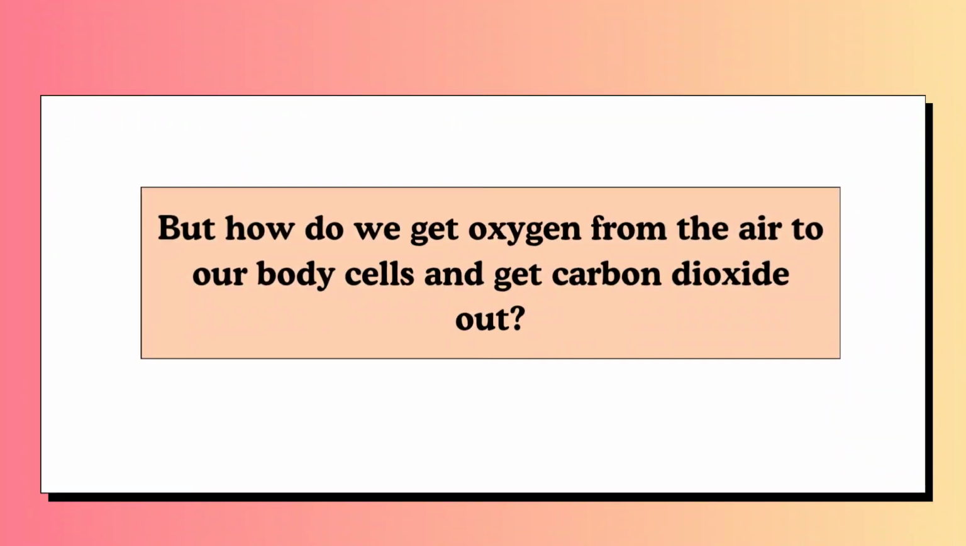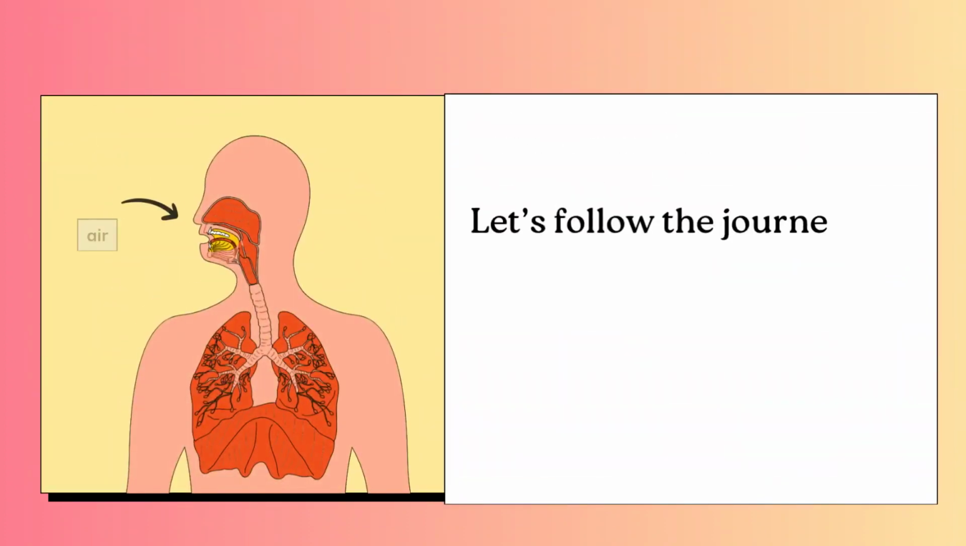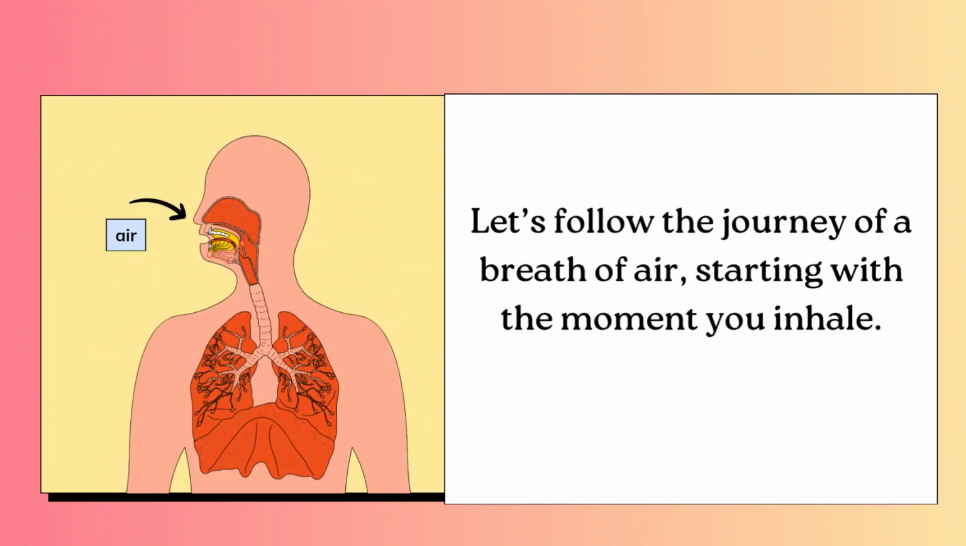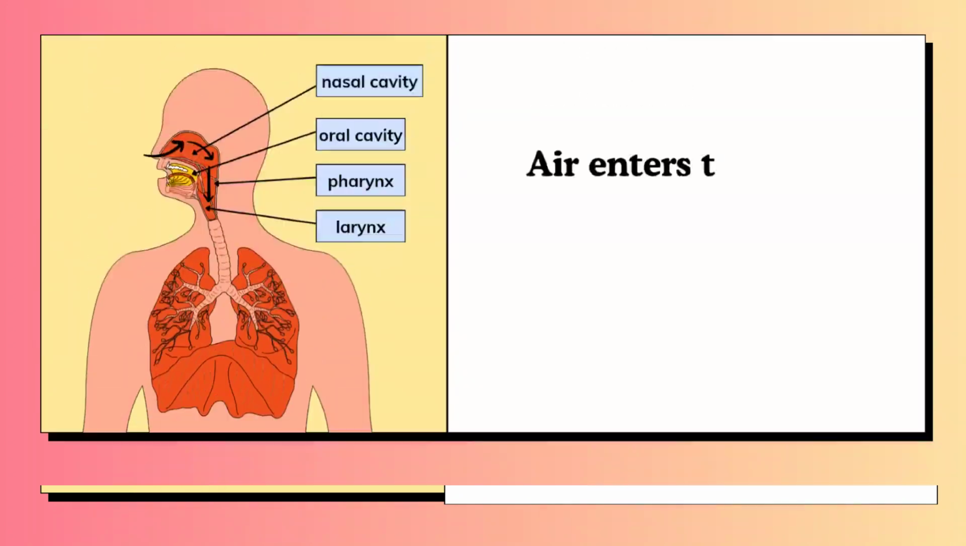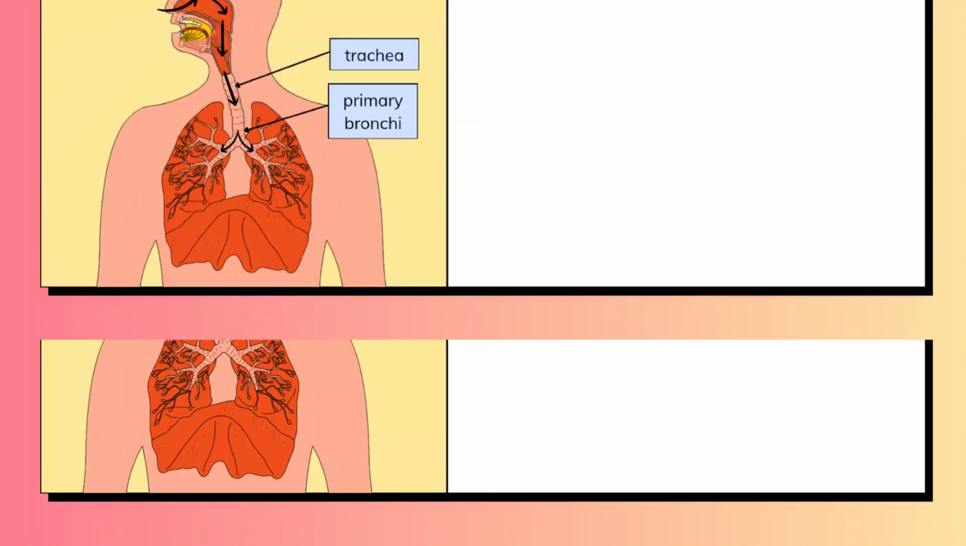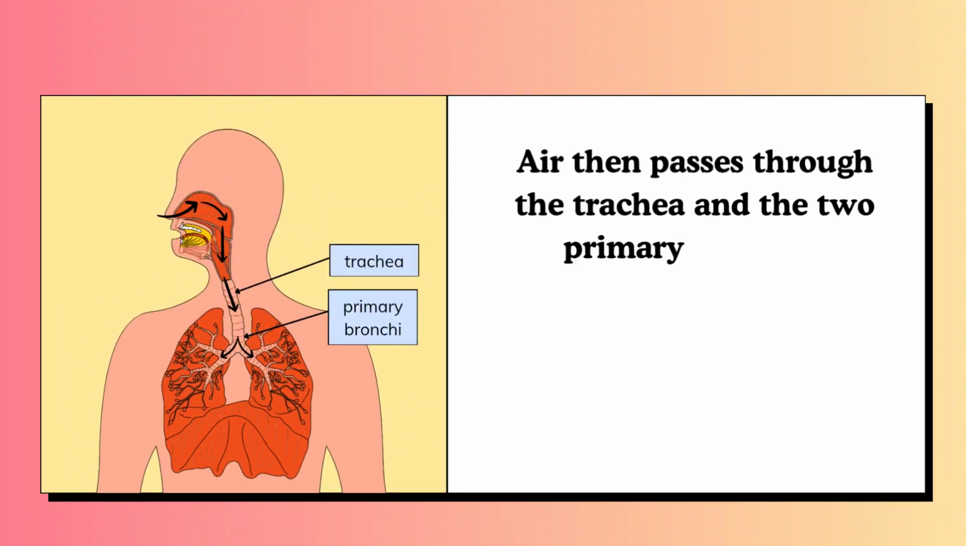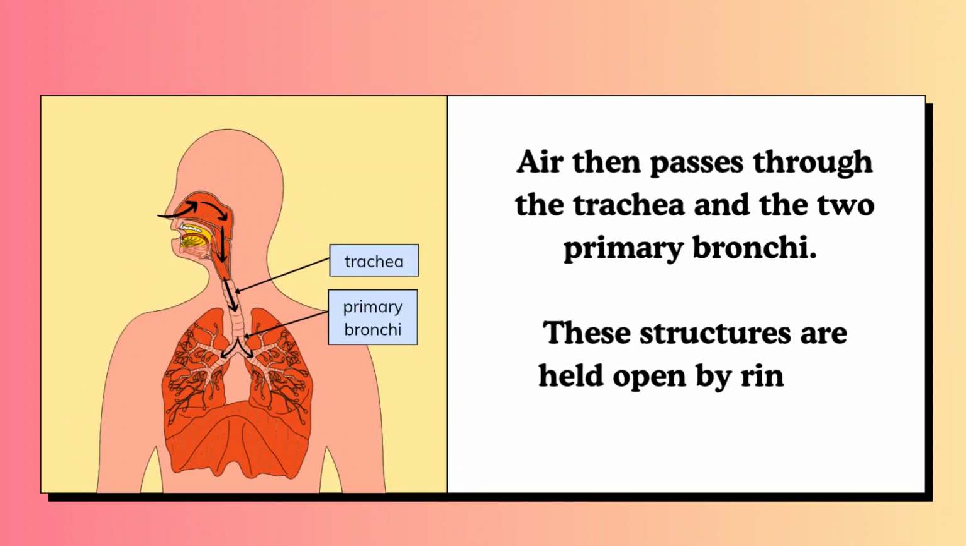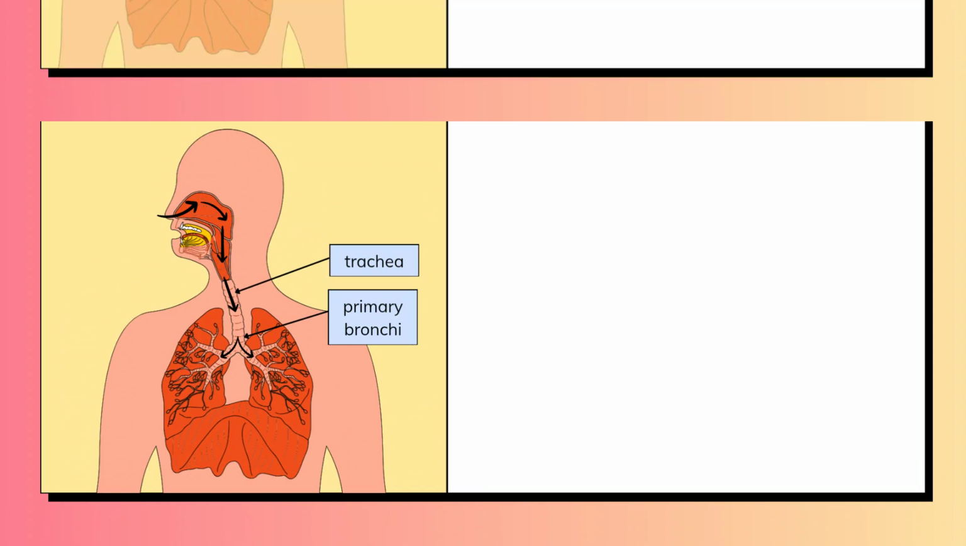But have you ever wondered, how does oxygen from the air reach our body cells? And how is carbon dioxide removed from our body? Let's follow the journey of a breath of air, starting with the moment you inhale. Air enters the body through the nose and mouth, where it is filtered and warmed. Air then passes through the trachea and the two primary bronchi. These structures are held open by rings of cartilage.